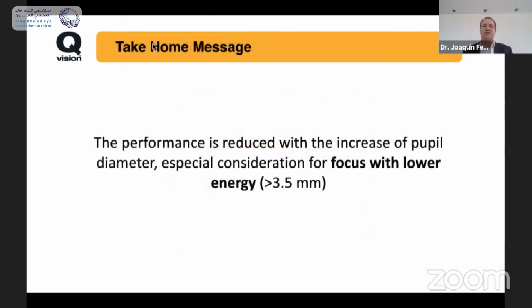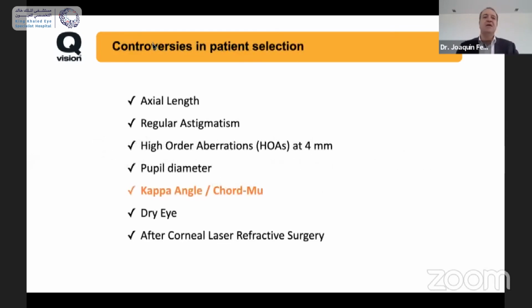So the take-home message in terms of pupil is that the performance is reduced with the increase of pupil diameter, with special consideration for the focus with lower energy. And what could be the limit? Probably above 3.5 millimeters or more. You need to know the multifocal lens that you are implanting in your patient in order to know what the focus with lower energy is, and try to advise your patient accordingly.